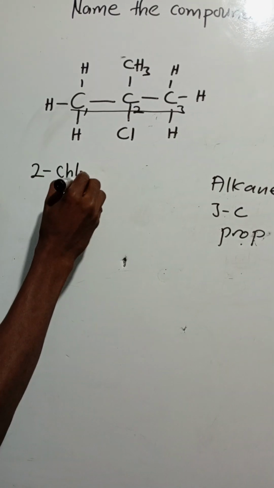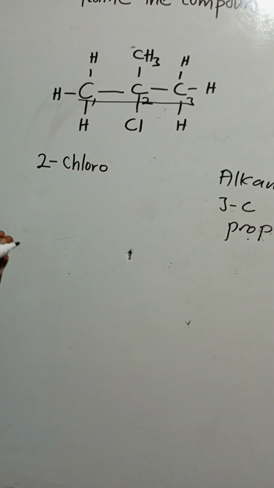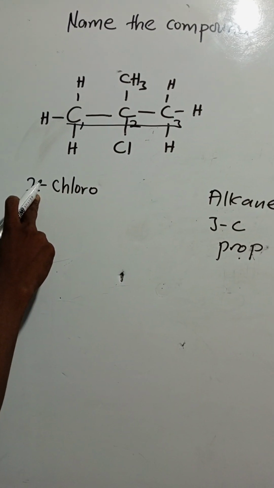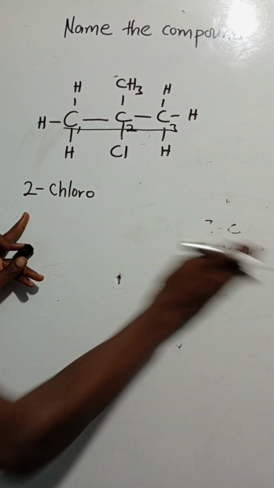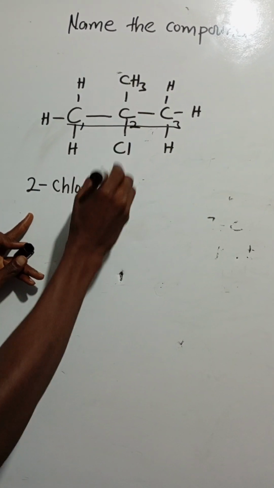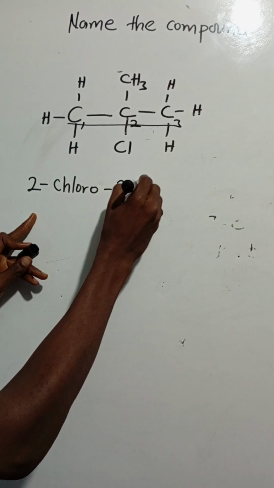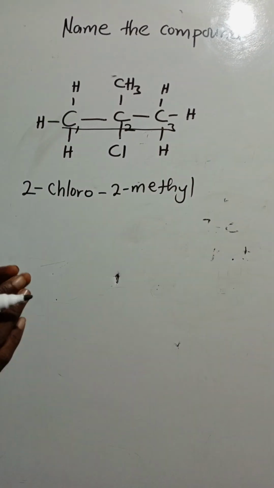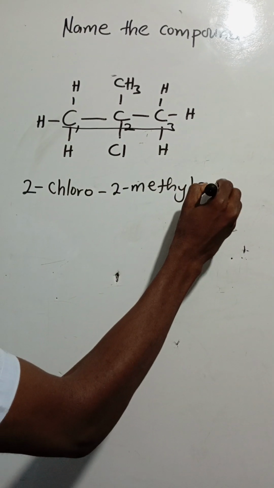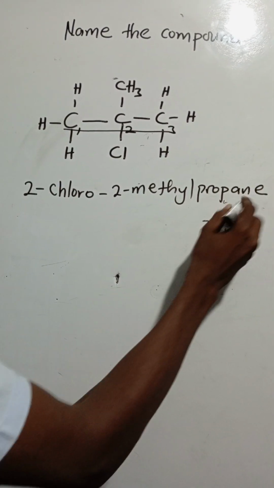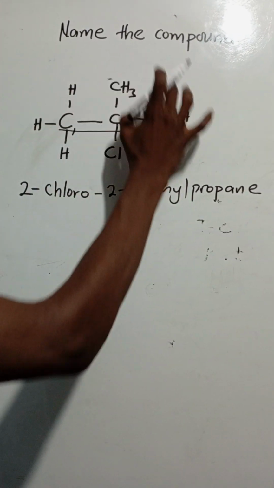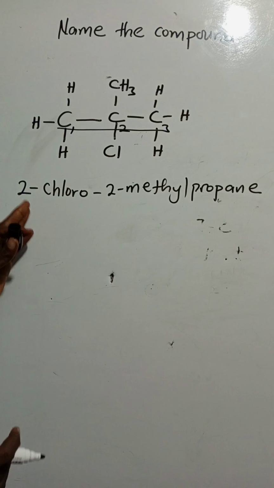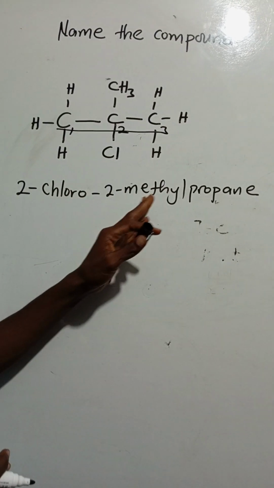So we name this 2-chloro. Then why 2? Because under carbon number 2 there is a chlorine. So you go for the next one. Under carbon number 2 there is a methyl. So 2-methyl. Then the parent chain is 3, so we say propane. Why the ane? Because this compound is made up of single bonded atoms. So 2-chloro, 2-methyl propane.